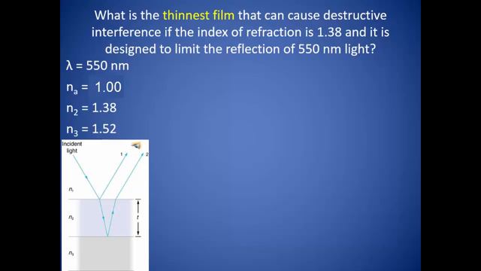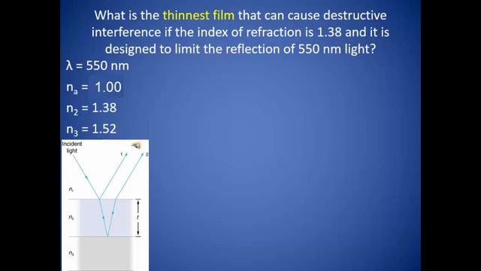So what is the thinnest film that can cause destructive interference if the index of refraction is 1.38 and it is designed to limit the reflection of 550 nanometer light? So light is traveling through air with an index of refraction of 1 and hits the magnesium fluoride layer on the lens of the camera that has an index of refraction of 1.38 before traveling through the glass with an index of refraction of 1.52.